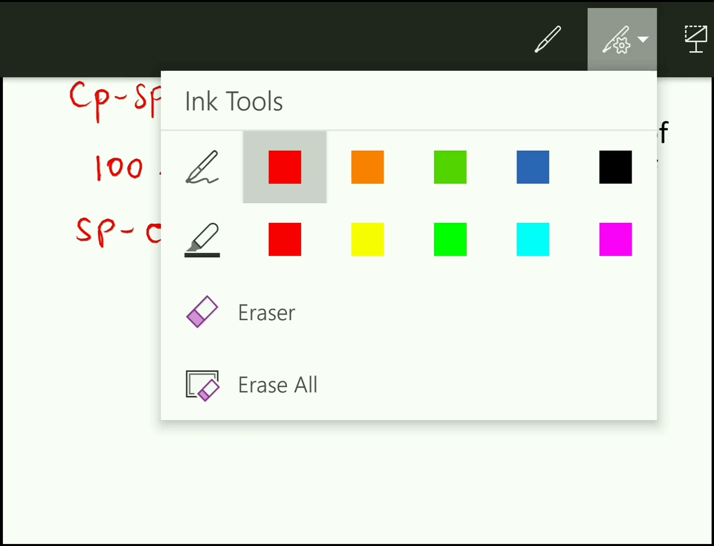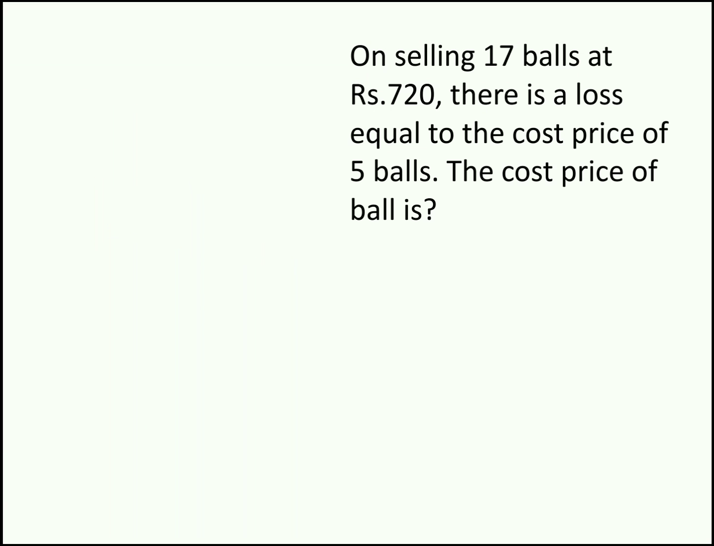So this question is completely associated with the statement, so you have to understand the statement properly. On selling 17 balls at rupees 720, there is a loss. So loss means cost price minus selling price. So here you are selling 17 balls. So the loss is equal to the cost price of 5 balls, right? So while selling the 17 balls, you are getting a loss, and this loss is equal to cost price of 5 balls.